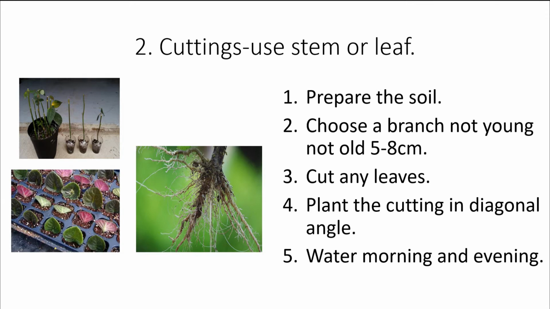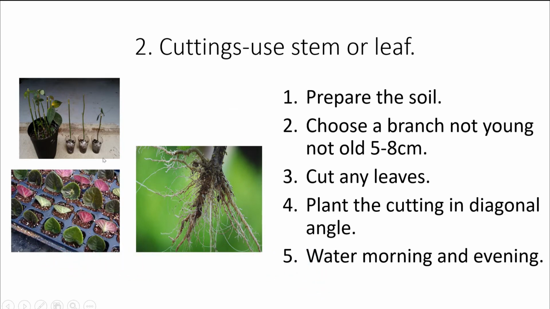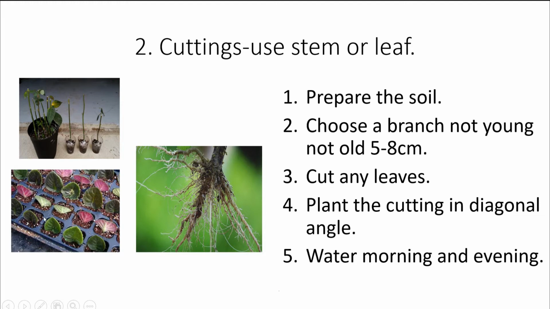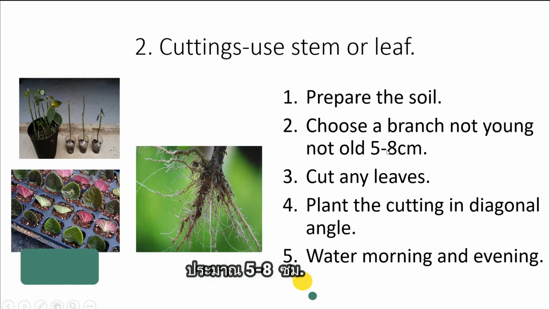That is seedling. Number two method is the cutting method. Cutting method uses stem, leaf, or roots to grow a new plant. What will you do? Number one, you prepare the soil. You put the soil in a pot or in a tray. Number two, you choose a branch, not young, not old, 5 to 8 centimeters.